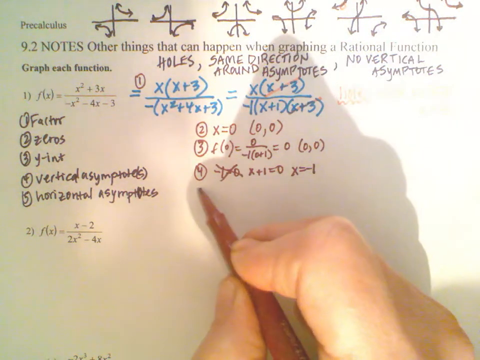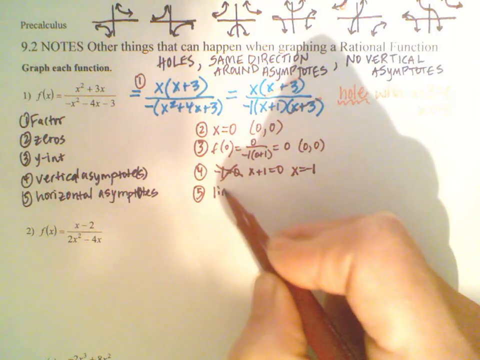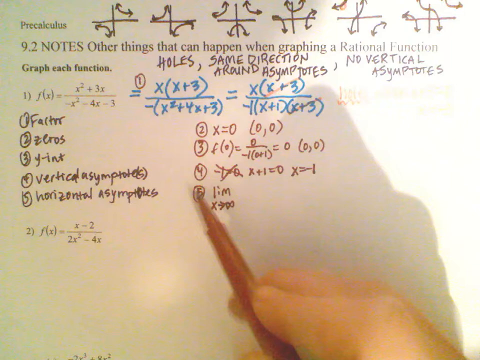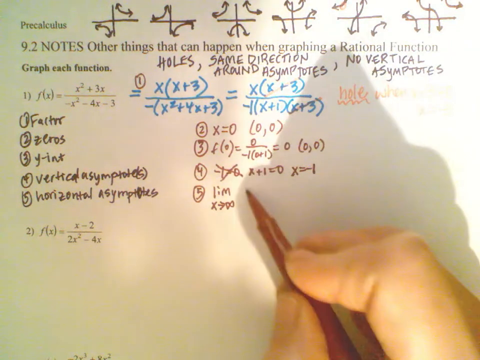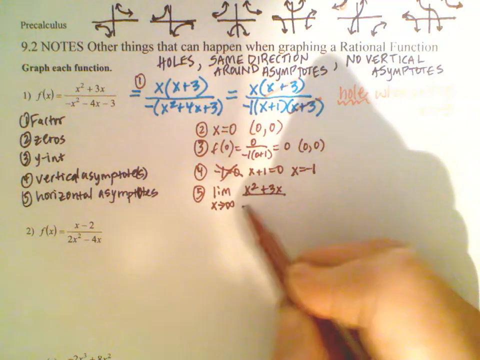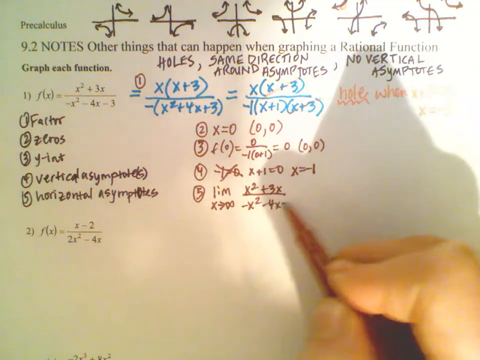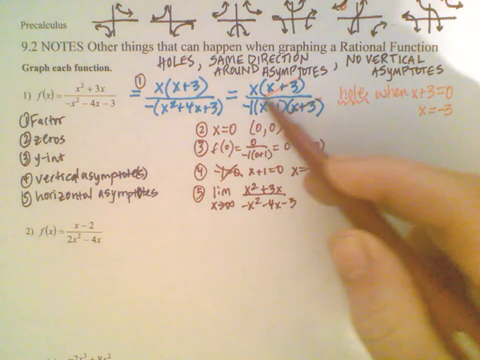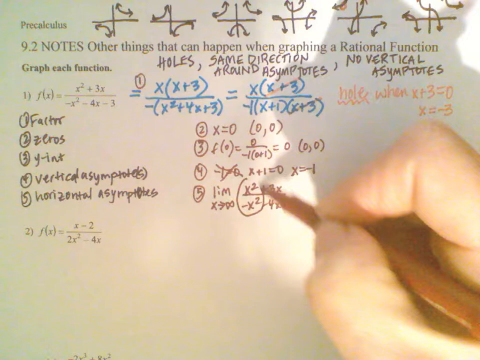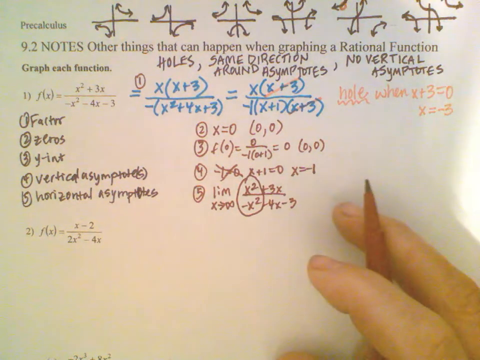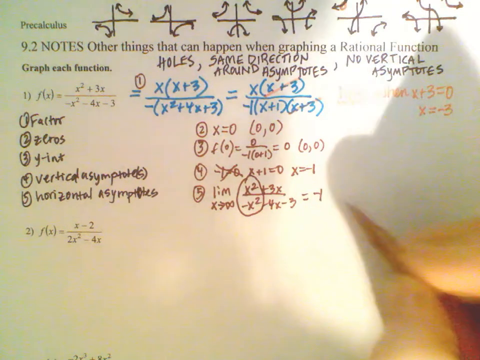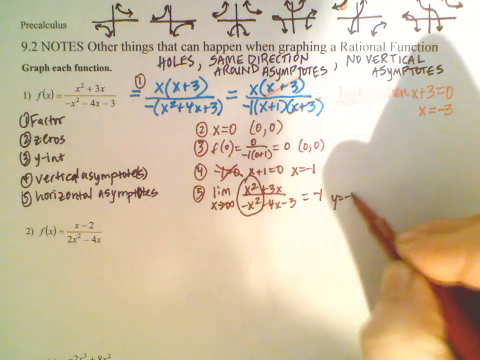And then lastly, I'm going to take the limit as x approaches infinity here, and I'll do that with the original function. That's x squared plus 3x over -x squared minus 4x minus 3. Again, you could do it here at this level as well, but I don't know why. I just always like it in the unfactored form. It's easier for me to visualize and see what's going on. And that is -1 as well, so that's the line y equals -1.